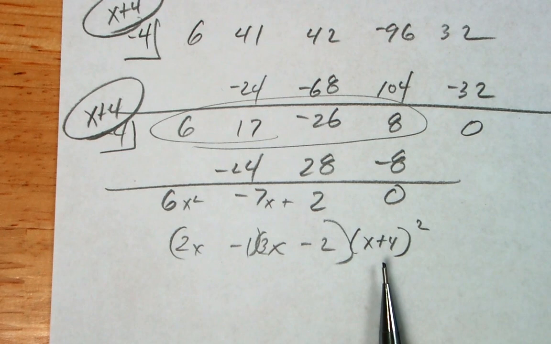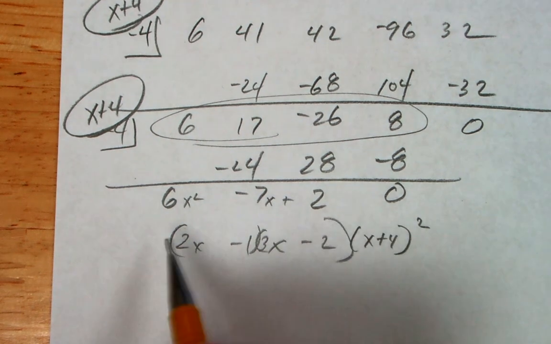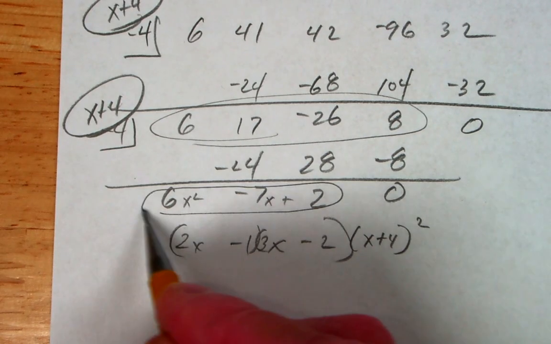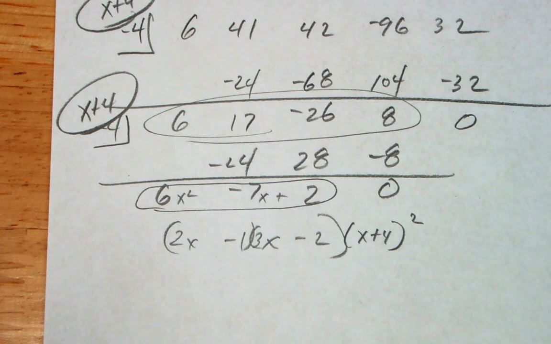So how did you get the 2x minus 1, x minus 2? Just factoring this. Yep. So I just took this equation and then go from there. Okay.